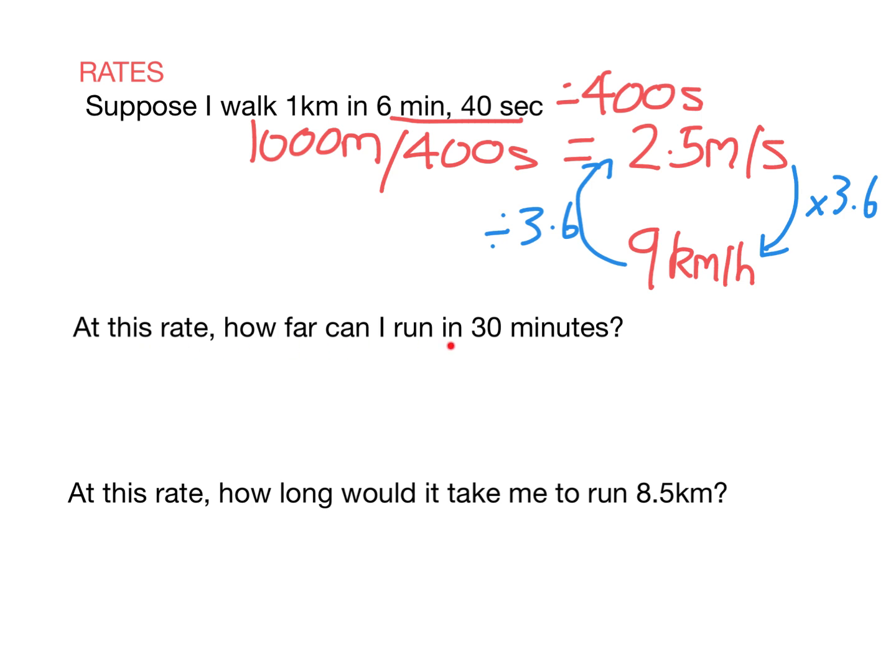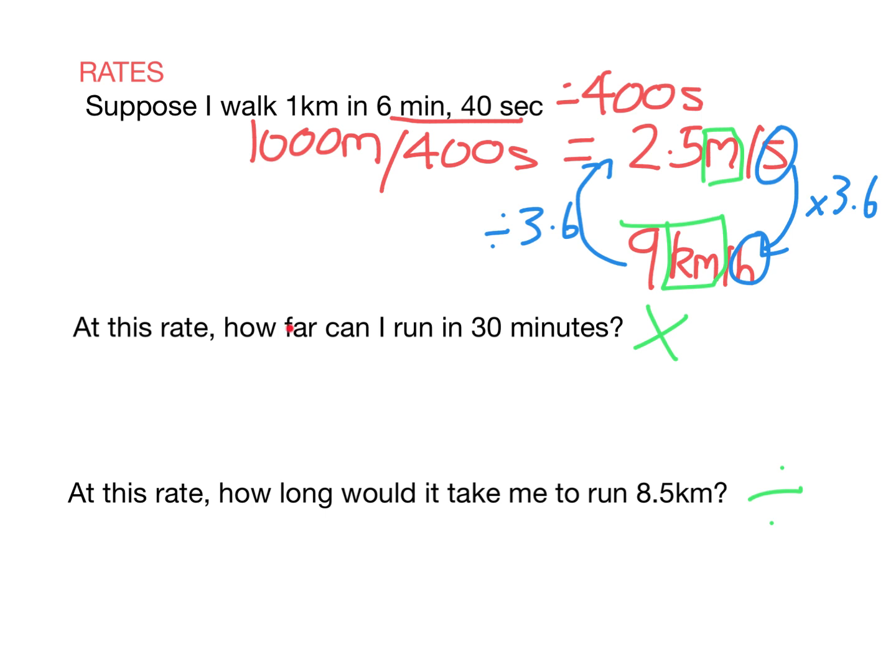All right, let's now use rates to find quantities. So at this rate, how far can I run in 30 minutes? We're also going to find how long it would take me to run 8.5 kilometers. Now, when doing these two questions, the problem that most people encounter is when do you times and when you divide. So the way I explain it is this. In each rate, you have a first quantity, and you also have a second quantity. When you want to find the first quantity, you times. When you want to find the second quantity, you divide.